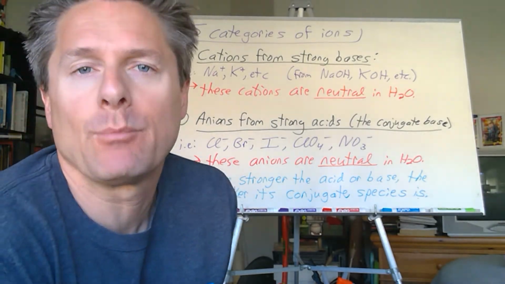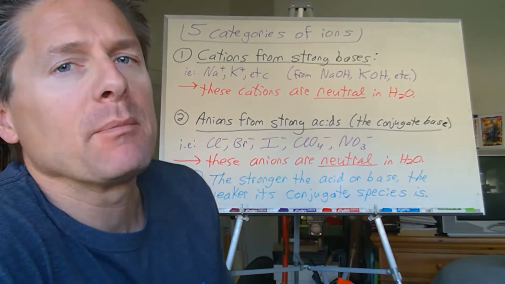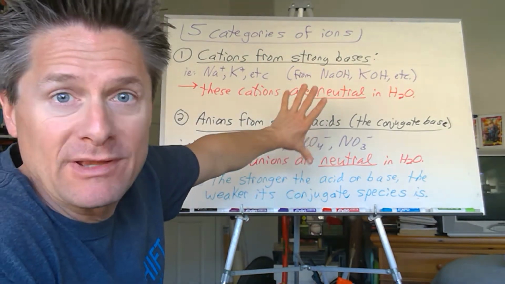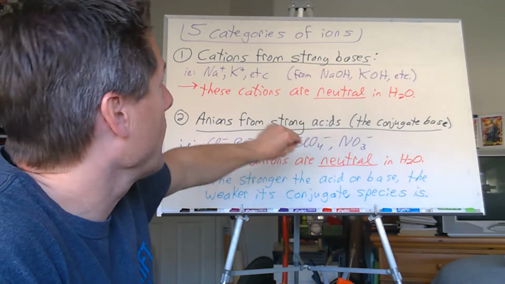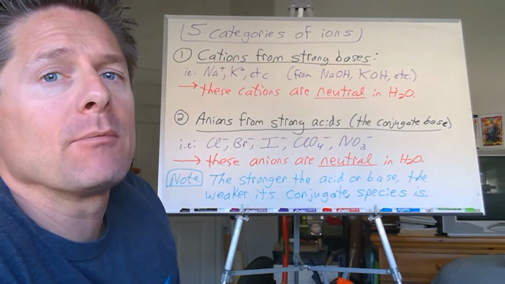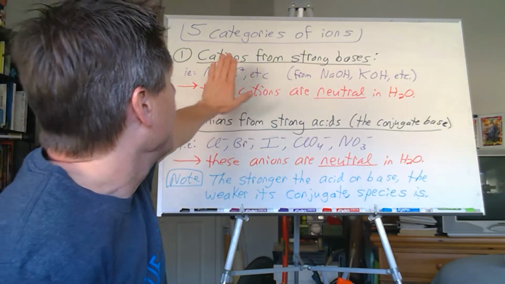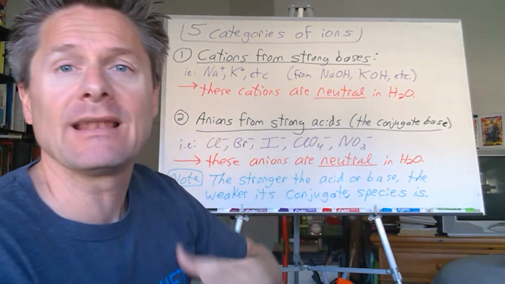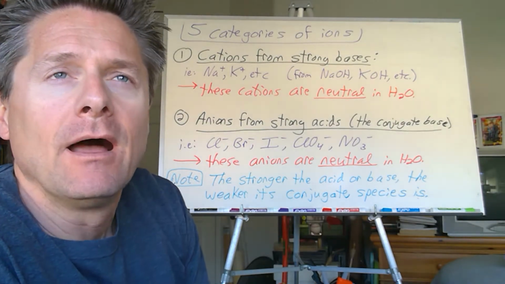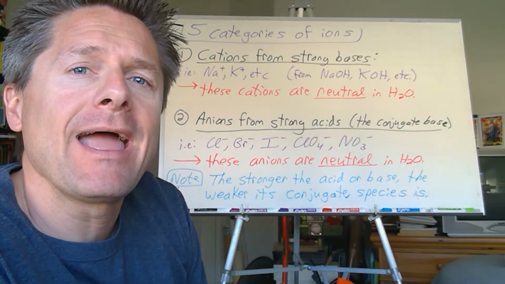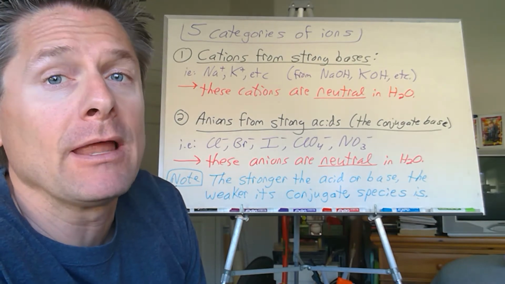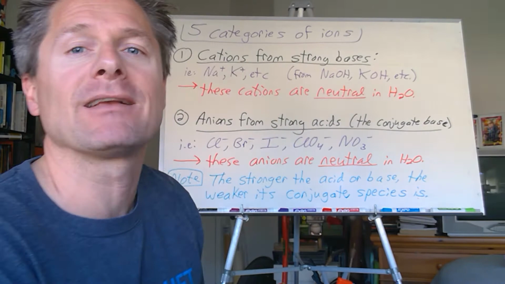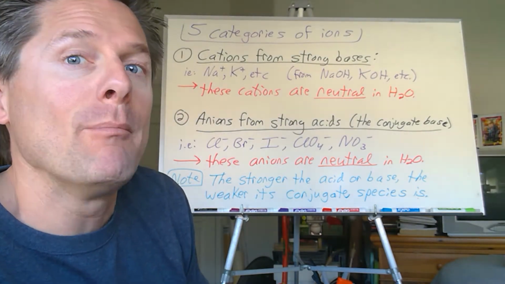I think your textbook breaks them up into 4, but I'm going to break it up into 5 just to specify things. What the textbook does is it puts numbers 1 and 2 into one category. The first category I'm going to look at is cations from strong bases. In my class, strong bases are alkali metal hydroxides and many of the alkaline earth metal hydroxides as well. For example, sodium hydroxide and potassium hydroxide are your prototypical strong bases.